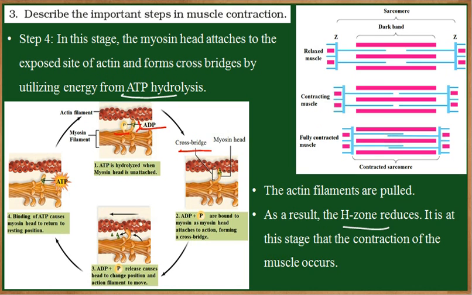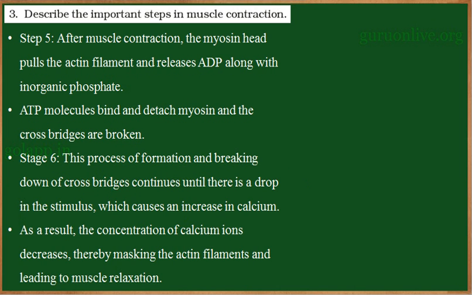As this process keeps on repeating, in every cycle, one ATP will be used to bind to the myosin head and another ATP to pull the actin forward. So as the cycle continues, there will be shortening in the length of the H zone. As the H zone shortens in length, the length of the sarcomere will be reduced. So this is called the contraction or the sliding theory. After the muscle contraction, the myosin head pulls the actin filament and releases ADP along with the inorganic phosphate. So this process continues further.